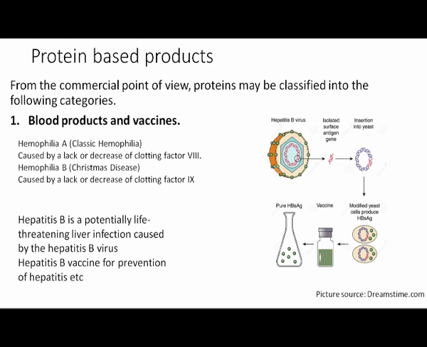So, one example is given here. You see hepatitis B, which is a potentially life threatening liver infection caused by the hepatitis B virus, and if you wish to get vaccinated against this virus, you need to prepare those vaccines. For that, people take this virus particle, and the section of its genetic material which codes for surface antigens, or is responsible for the immune response in human cells, is taken.